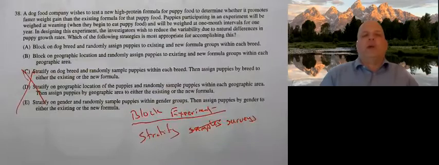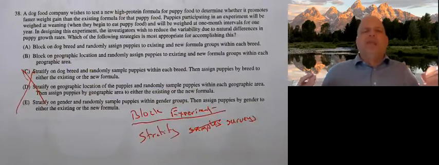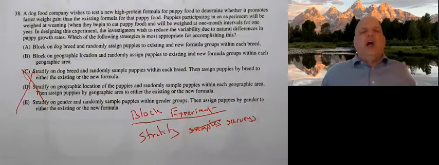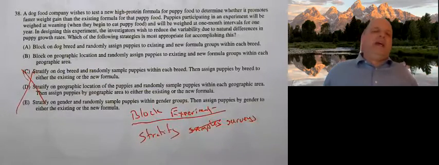We're assigning them randomly. And I know it's an experiment because I'm making a random assignment. So what are we going to block on? Well, we're going to block on what we think impacts things. And while geographic location may have some sort of impact, bigger dogs may live up north or smaller dogs may live up north. Really doesn't make a whole lot of sense.